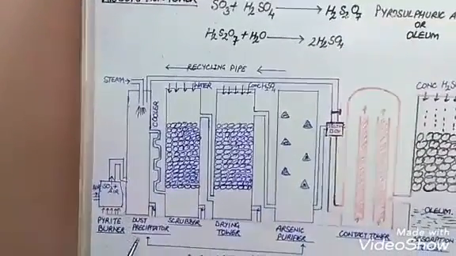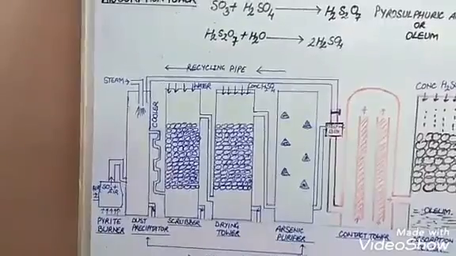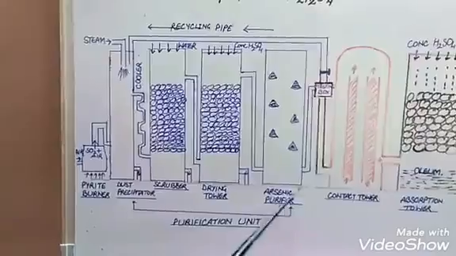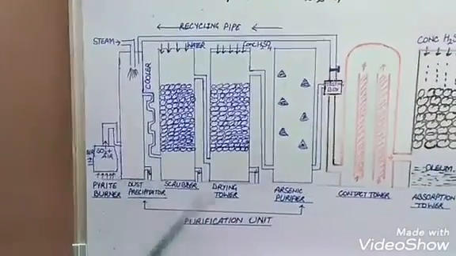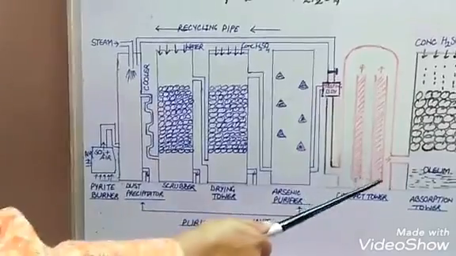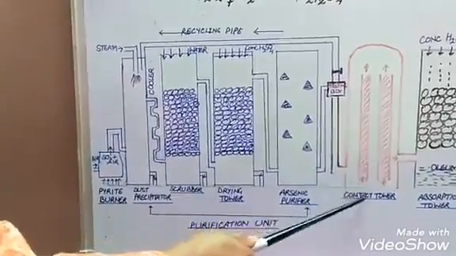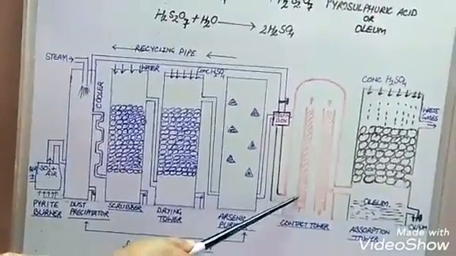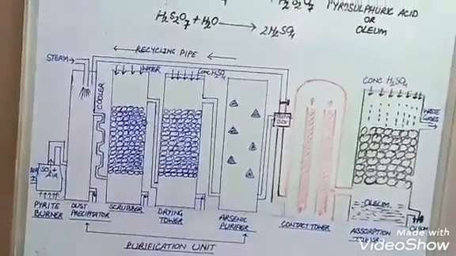From dust precipitator up to arsenic purifier, this is the purification unit, and in this part only purification of gases takes place. And since production of sulfur trioxide takes place in contact tower, that's why this process is called contact process.